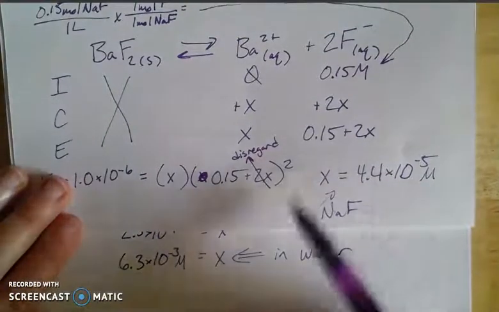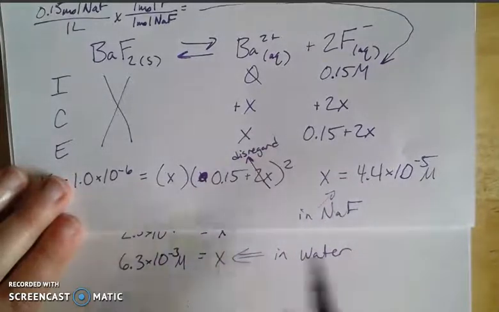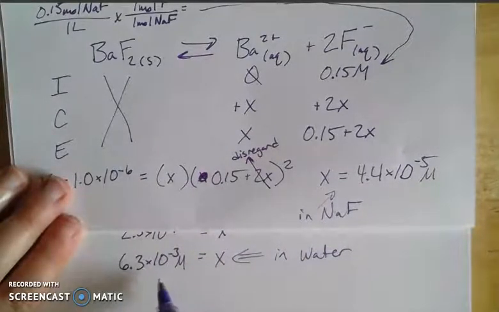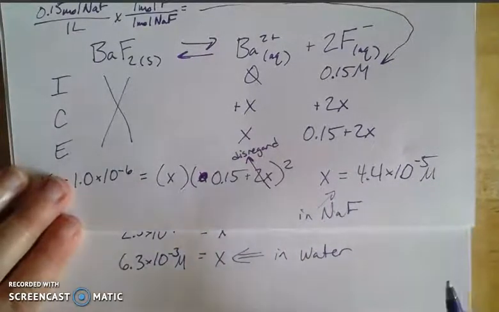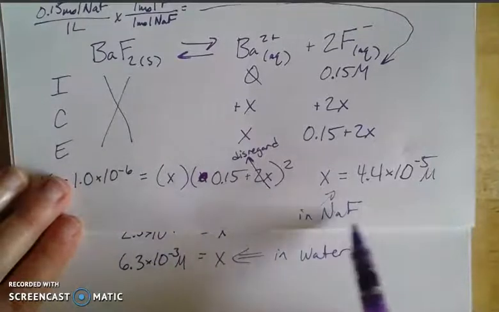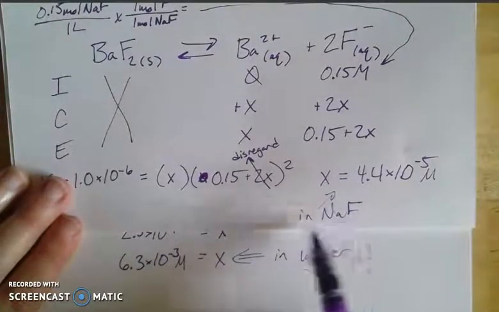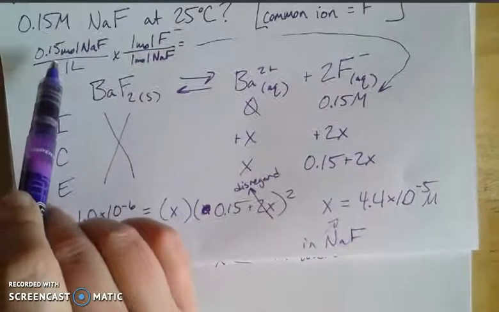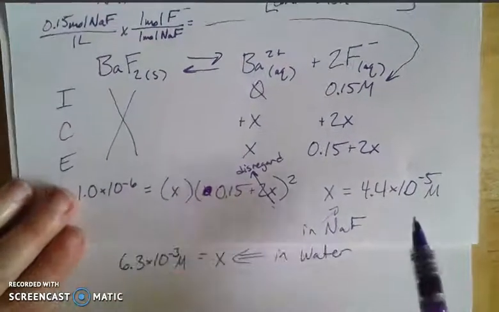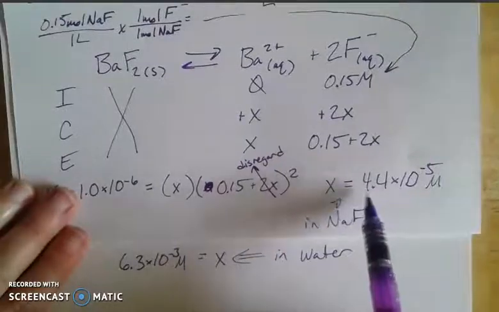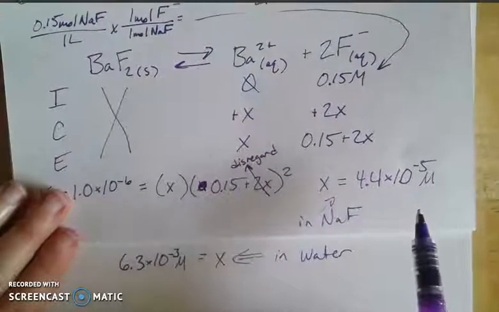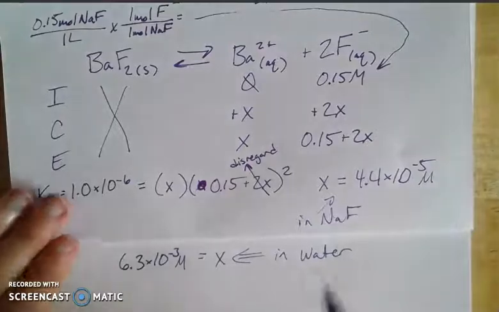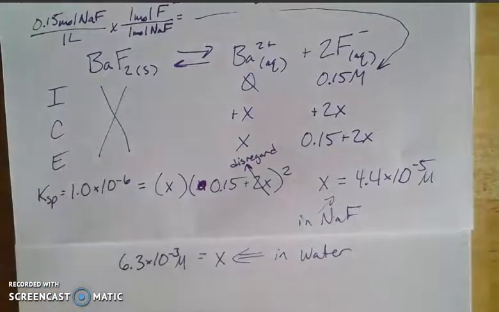And again, we see that with our numbers here, that in pure water, we have 6.3 times 10 to the negative 3rd moles per liter. But as soon as I put any of that fluoride ion in there, this concentration of sodium fluoride, which isn't really that concentrated, that 0.15 isn't that concentrated, then it makes a big difference on the molar solubility. So this is the common ion effect and how it can impact our solubility and our Ksp values.